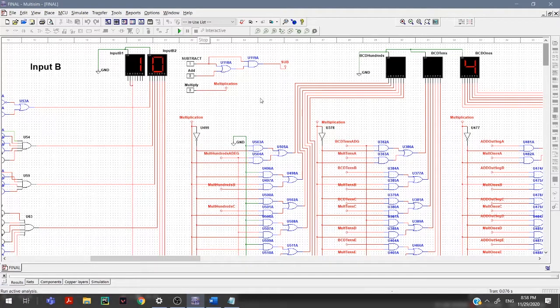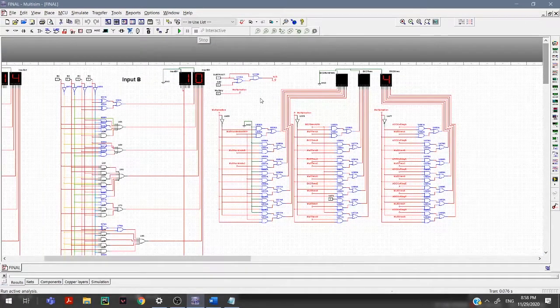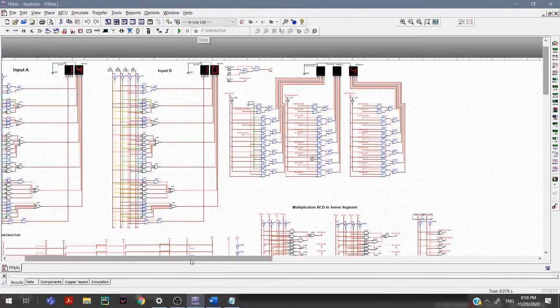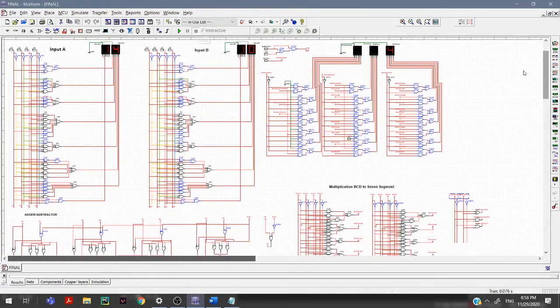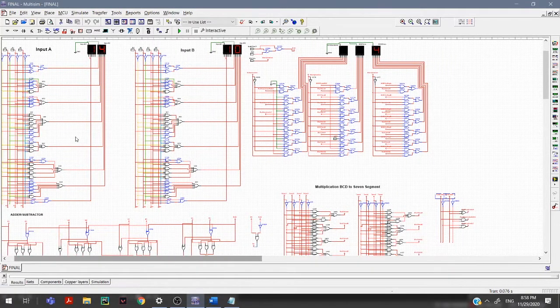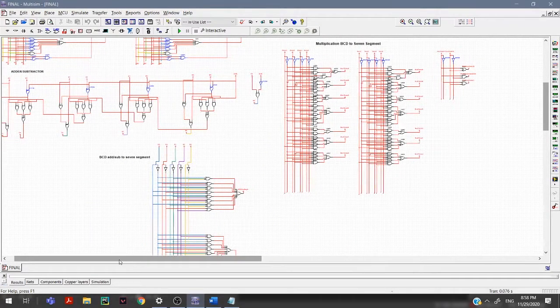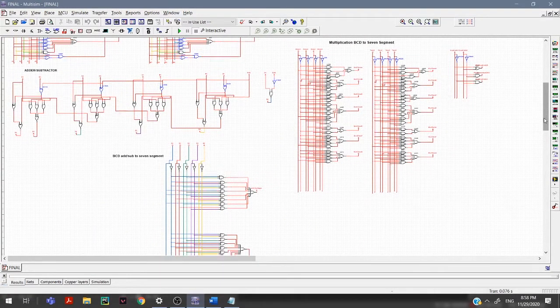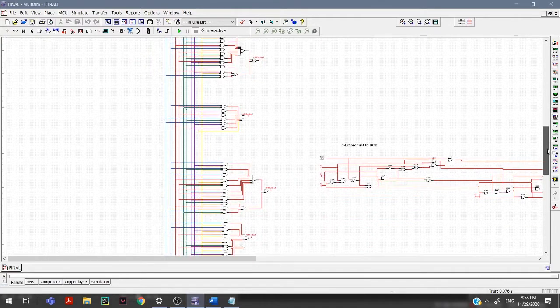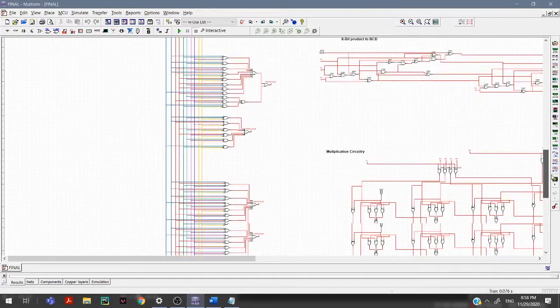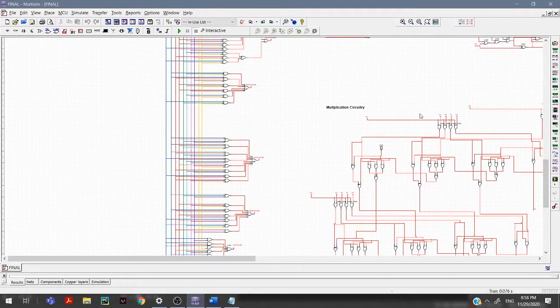Let me zoom out the overall circuitry so that we can see the different parts. This is the overall circuitry of my project. We have input A, input B, adder subtractor, multiplication to BCD 7 segment, BCD add-sub to 7 segment in this part, and the 8-bit product to BCD in this part, and the multiplication circuitry. So that would be all for my video report. Thank you.